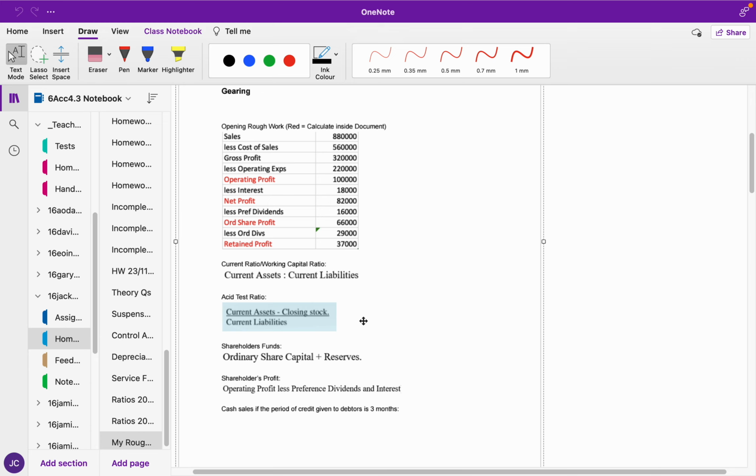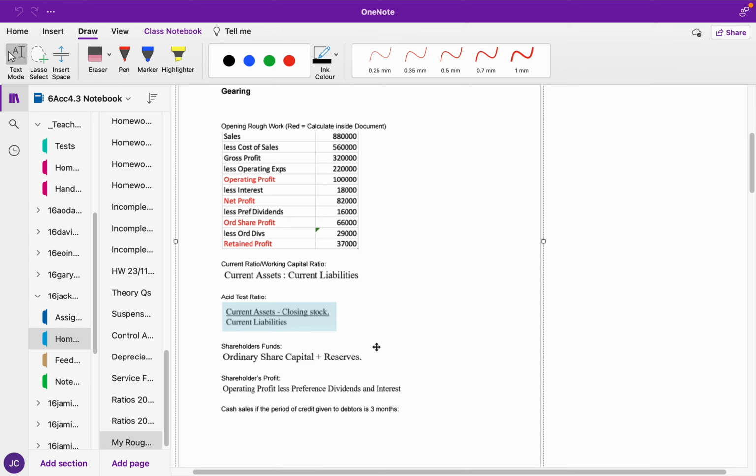Same story for asset test ratio. We would take out the closing stock simply because that's cash that's tied up. And it's going to take quite a while for that stock, which is tied up, to turn into cash. So therefore, we ignore it when we work out the asset test ratio. So in an emergency situation, if we need to get cash in a hurry, we don't include stock because it would be too difficult to actually turn into cash quickly.